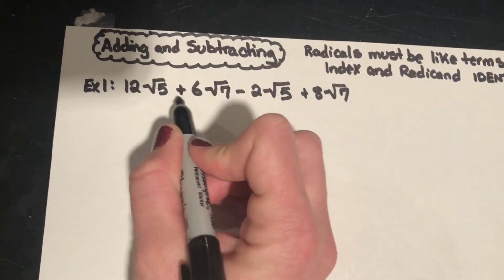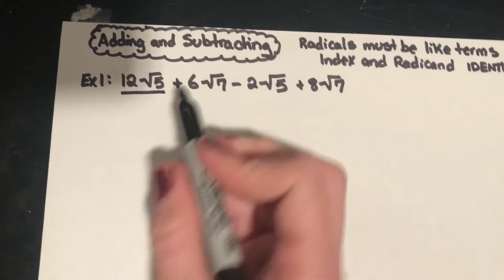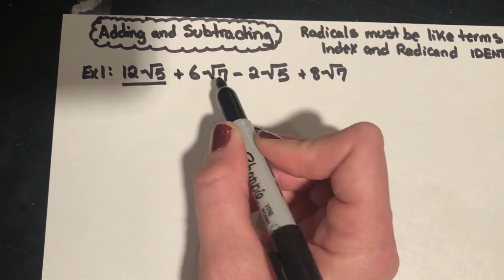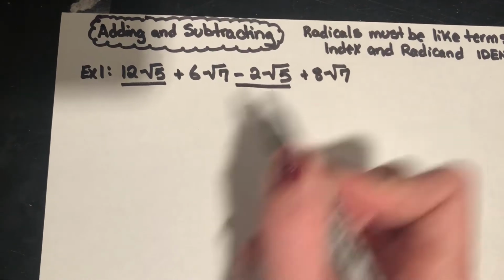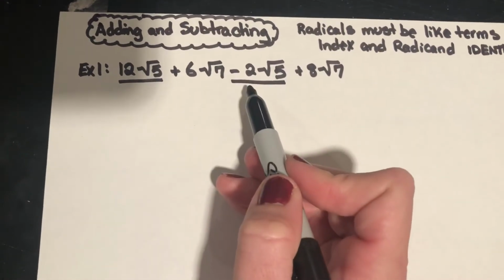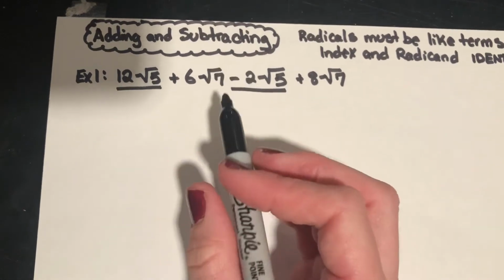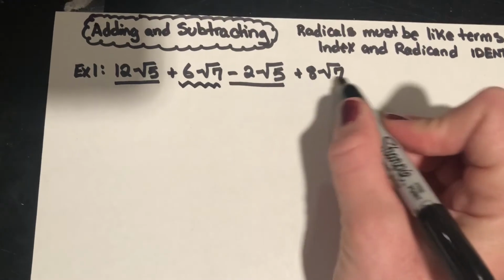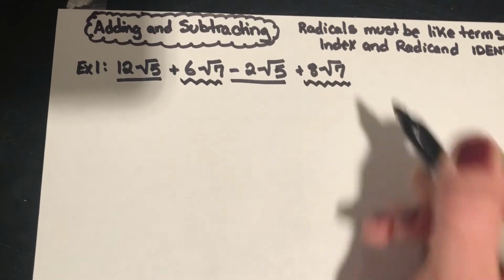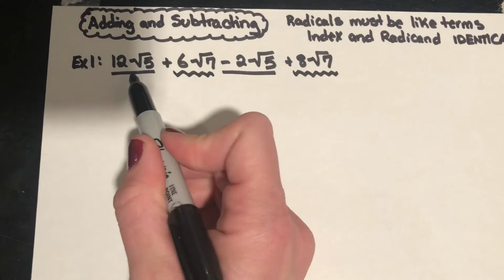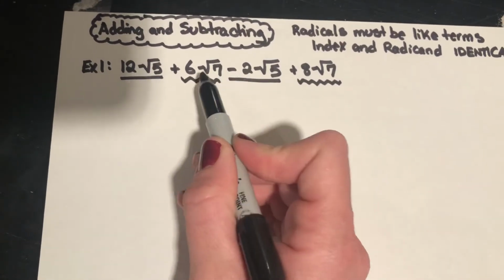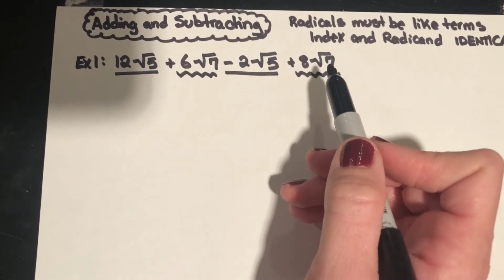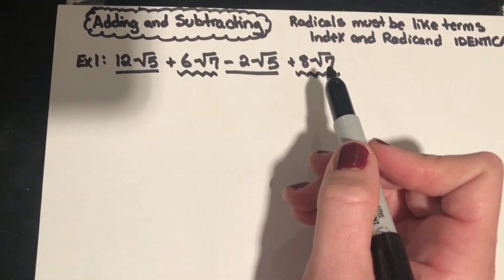Well, root 5, I'm going to underline that, is right there. This is root 7. They do not have the same radicand, which means they are not like terms. However, negative 2 root 5 is a like term with 12 root 5. Those go together. Let's find my other like terms. I have 6 root 7 and 8 root 7. Those are like terms. I'm going to add these 2 together, and these 2 together, because they are like terms. I know I've said that a lot. Hopefully that means it is important and you recognize that.